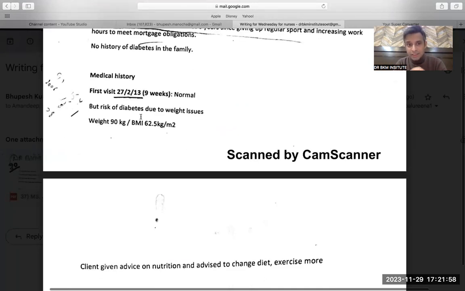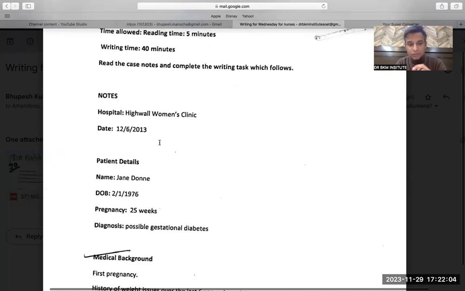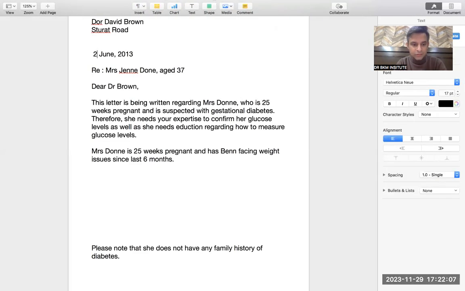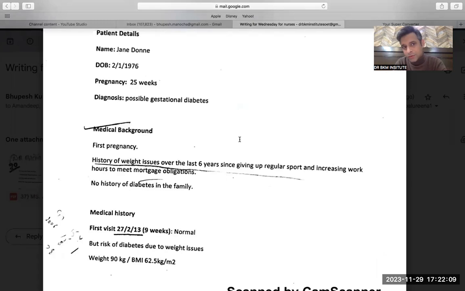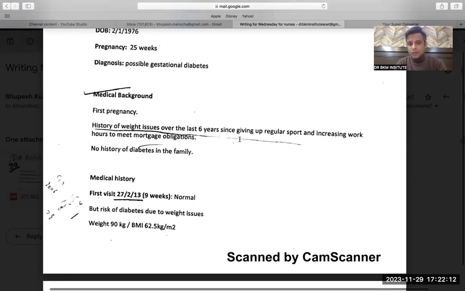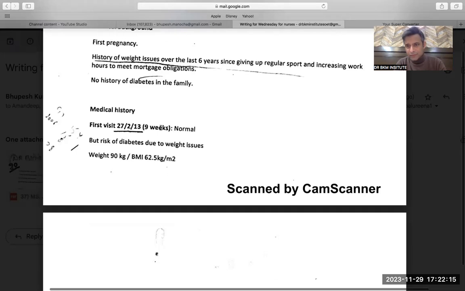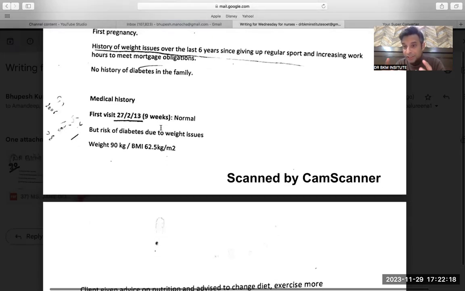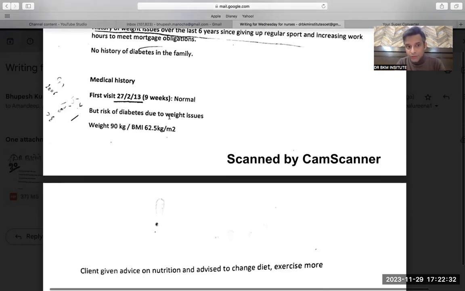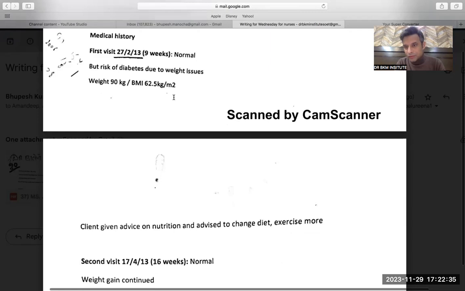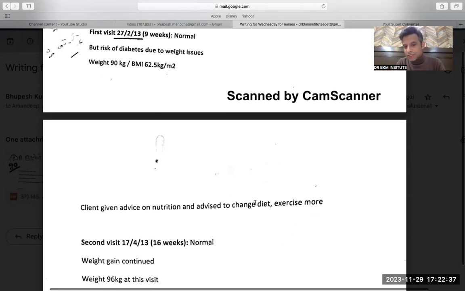So medical history says first visit was on 27th, now it is 27 June, it is 12 June. Okay, so I will change the date as well, 12 June, not to confuse you for anything. When we are doing the work, we should do it nicely. So now simple, first visit 27 June when she was 9 weeks pregnant. How to use tenses? She visited for the first time and was 9 weeks pregnant. It should be in the past. Risk of diabetes due to weight issues, weight 90 kg, BMI was given. Client given advice on nutrition and to change the diet.